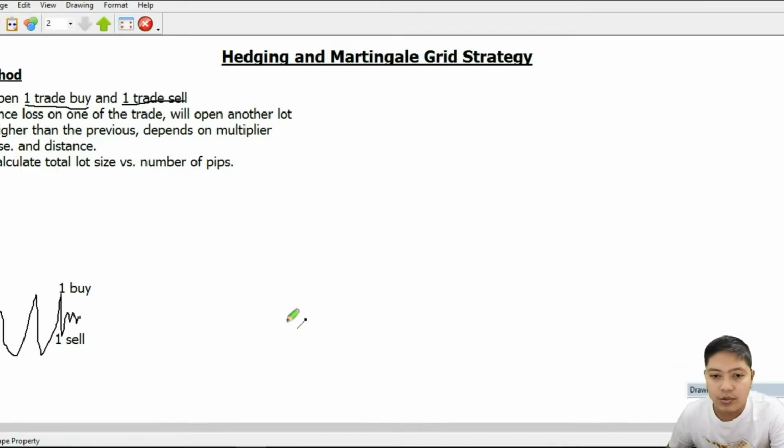So here's the thing now. The moment you have a buy and a sell, you don't have losses at this point, because when you open 0.01 on buy and 0.01 on sell, you don't have losses at all. You only lose on the spread.